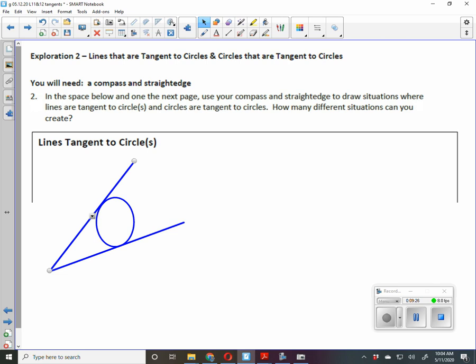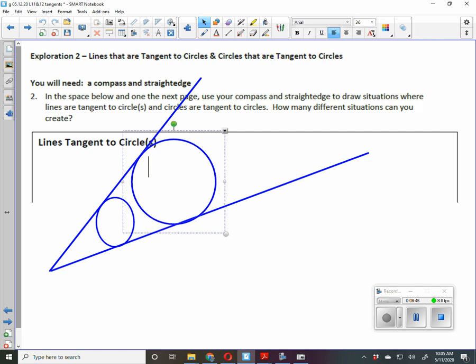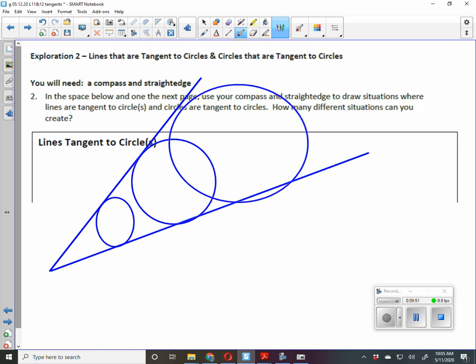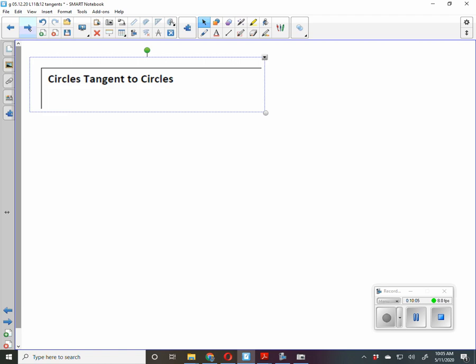Well, if we extend these lines here, couldn't we keep adding circles? And again, where does that hit here? And you can keep doing that for as many circles as you need. Some will intersect, some will not. I didn't do that very well, did I? Something like that. Okay.